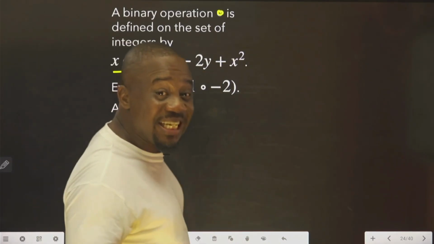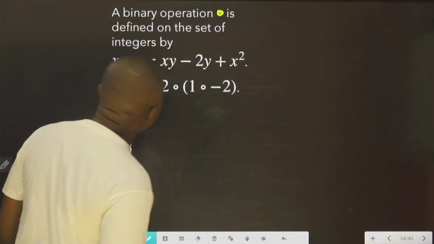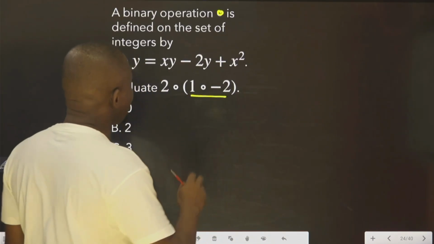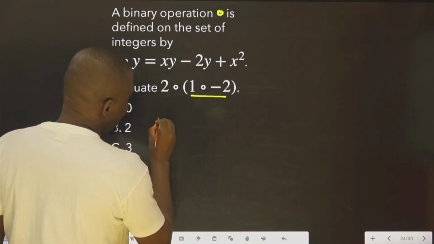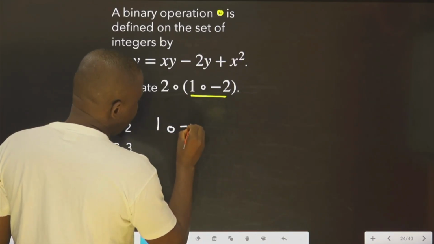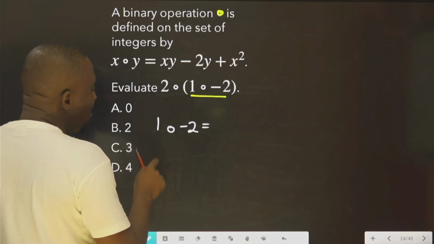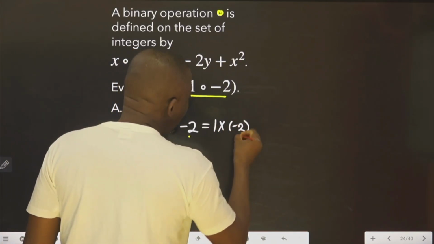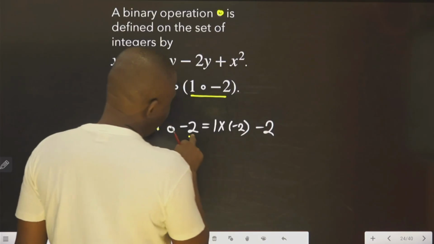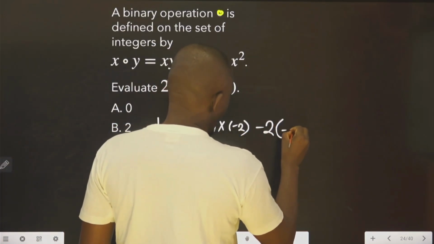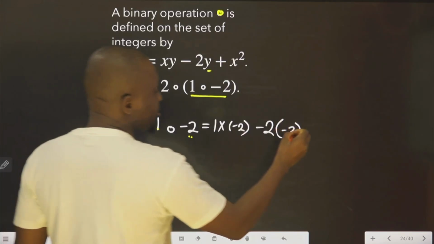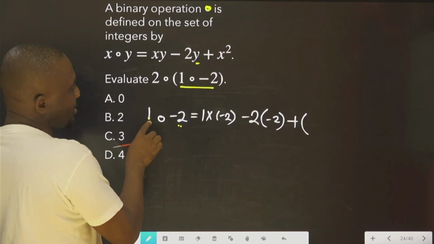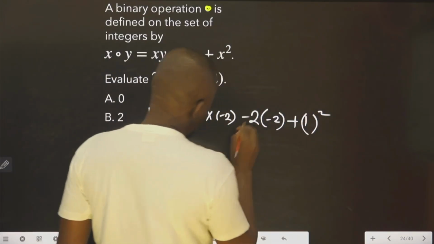It's like quantitative reasoning. All you have to do now, you first of all come here. Remember we deal with bracket first, right? Good. So let's deal with this bracket first. That is 1 operator 2 equals to this. Now, this is our x, this is our y. We first of all come here, 1 multiplied by minus 2 minus 2y. This is our y, right? That's minus 2 for this plus x squared. What's our x? This is our x. Put here square.